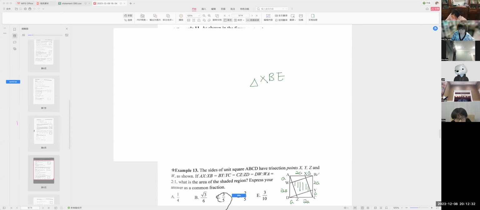XBE is XBE. Where does E go? Here, the little E, F. Okay, so I just named this one XBE over triangle SABF.